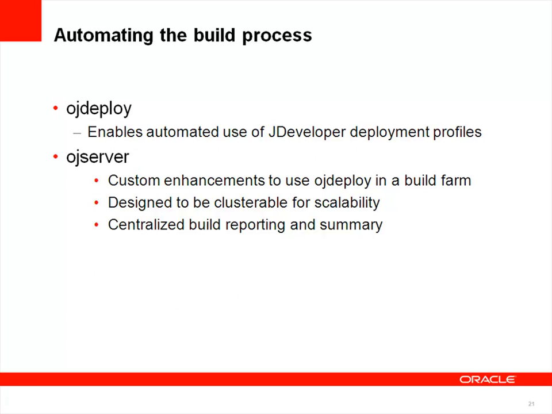To automate the build and deploy process, two commands are available: OJDeploy and OJServer. Development teams can use these commands in conjunction with Ant tasks to create automated build and deploy scripts. OJDeploy will act on deployment profiles for EAR, WAR, or JAR files in a particular project or application. OJServer is a background process that runs any number of deployment targets as they are submitted.